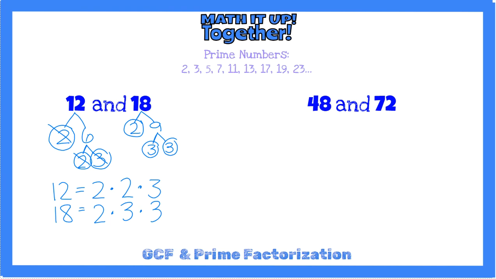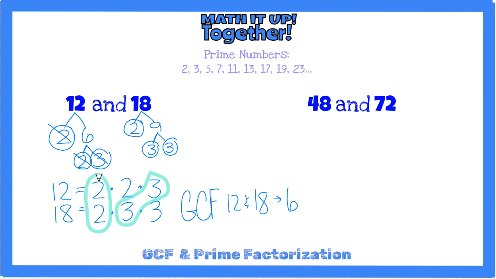So now my job is going to be to find all the common prime factors. So I have a 2 in common here, and I have a 3 in common here. That's it. I don't have another 2 to match with this one, and I don't have another 3 here to match with this one. These are my only 2 common factors, which means that the greatest common factor of 12 and 18 is going to be the product of these, which is 2 times 3, or 6.